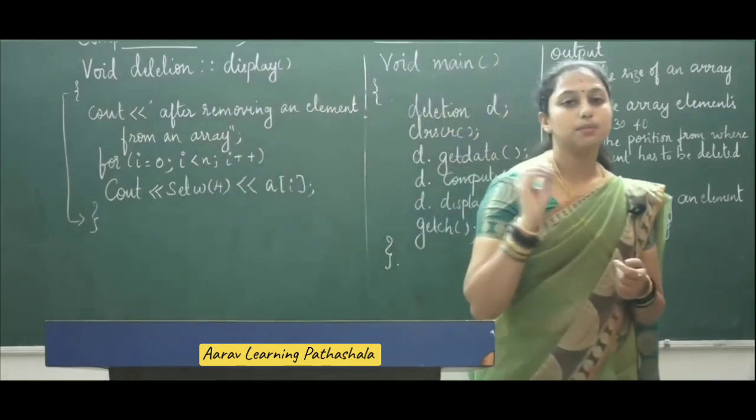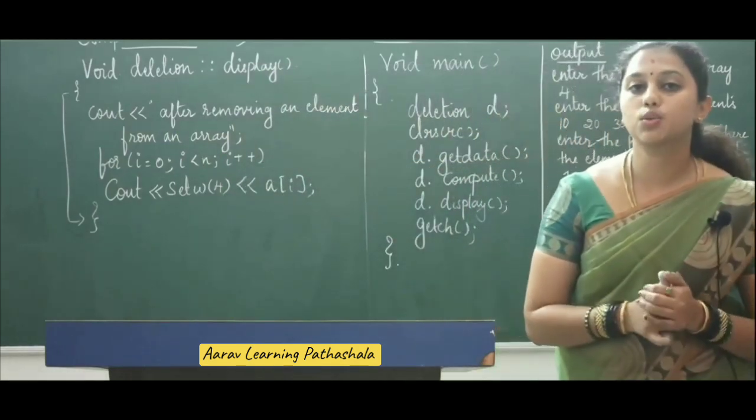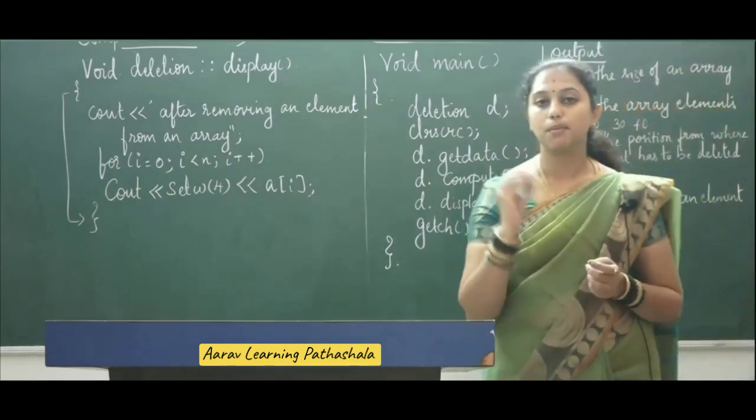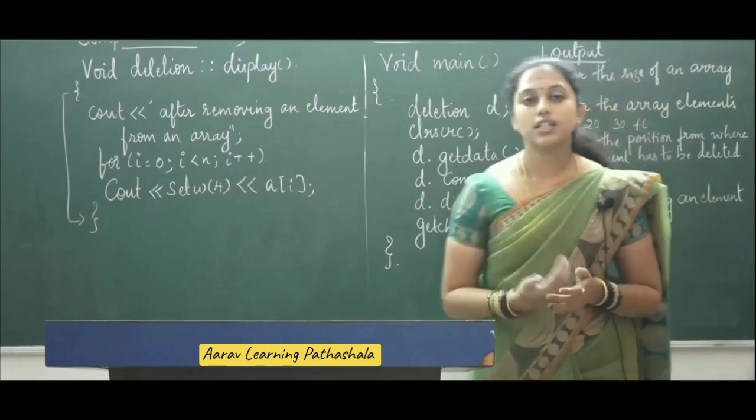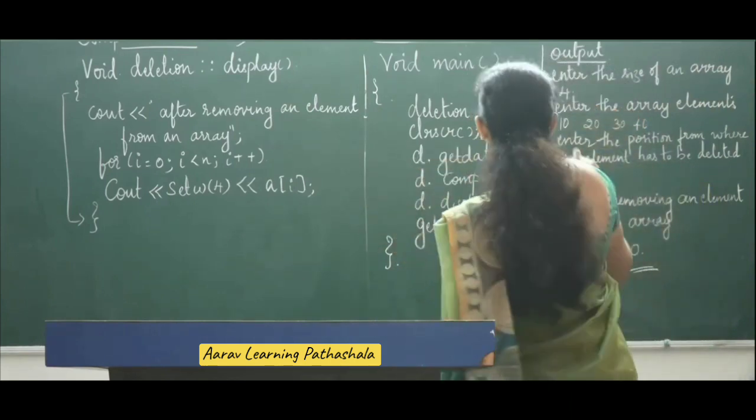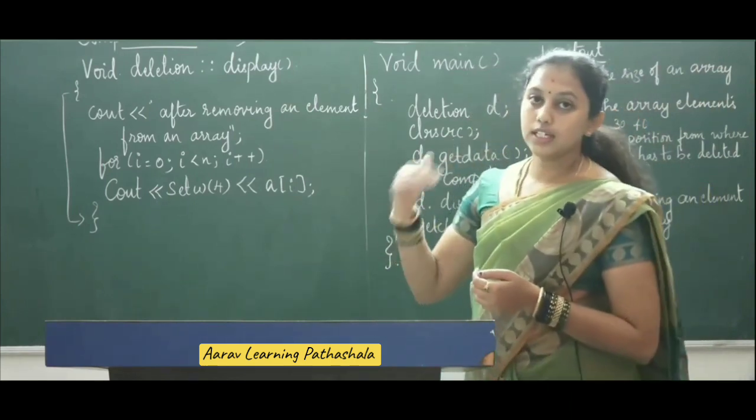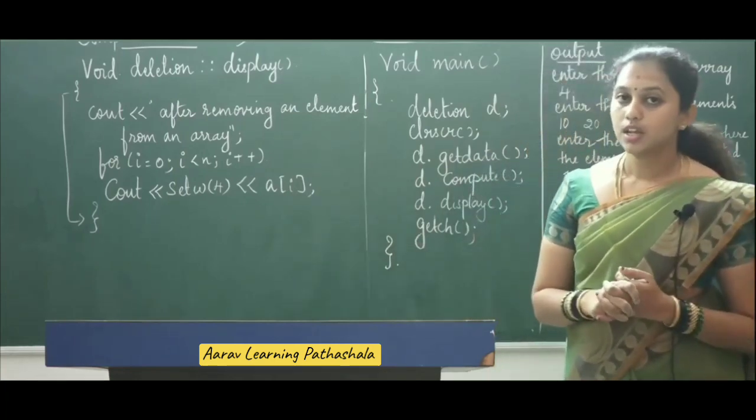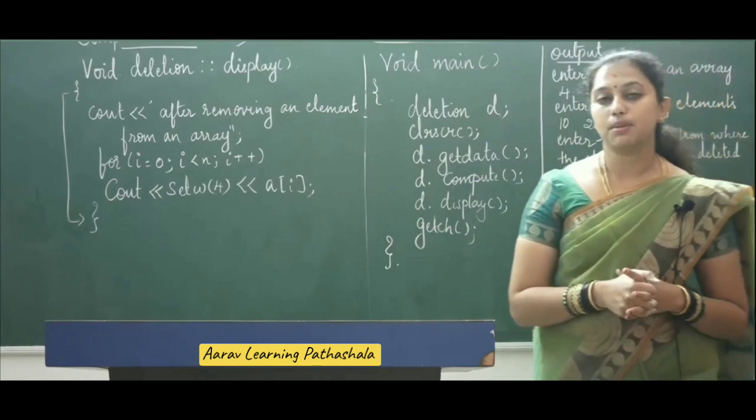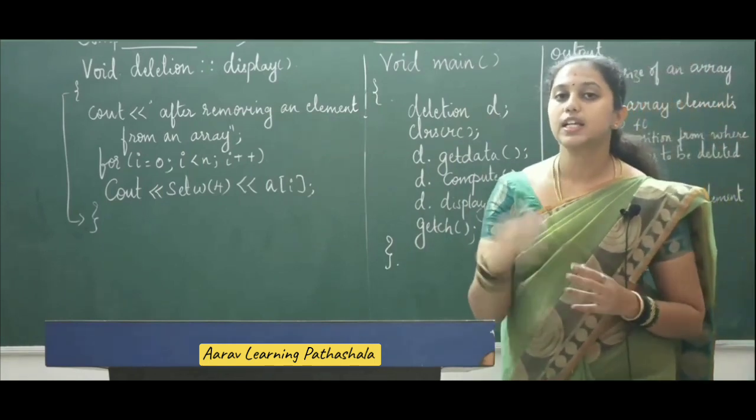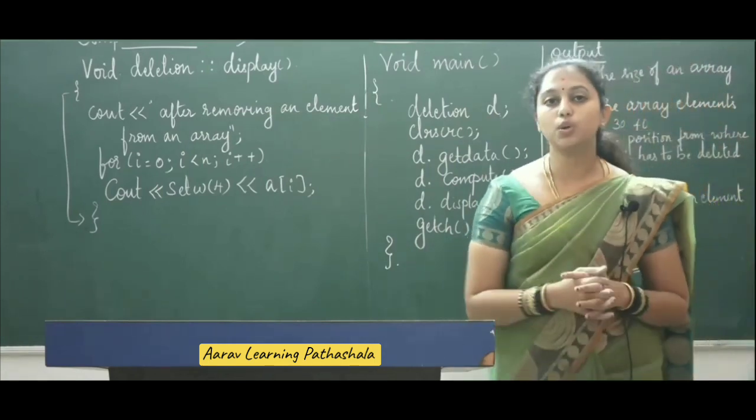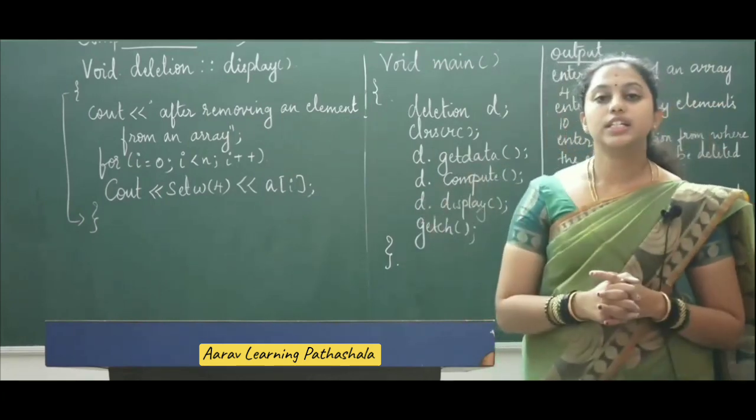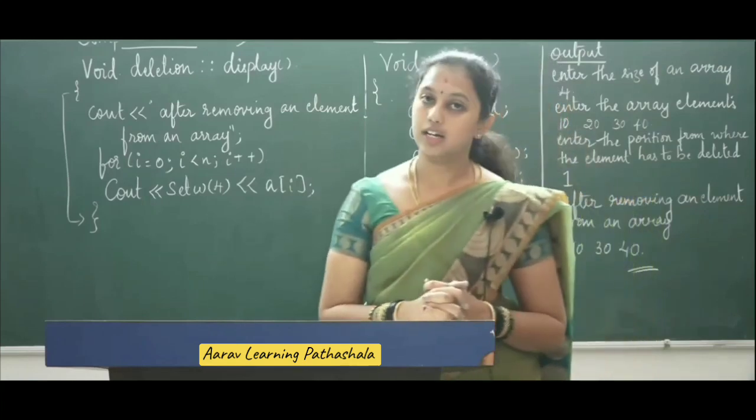We have to get the position from where the element has to get deleted. In the second step, delete an item from the particular position. In the third step, we have to shift all the subsequent elements to their lower order positions. So after deleting an element from an array, the size of the array is decreased, that is n equals n minus 1. So this is how we are going to delete an element from an array.